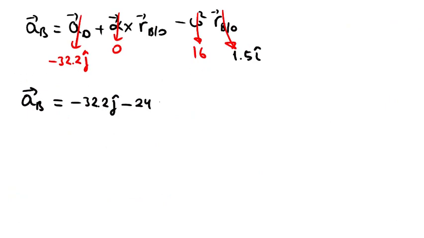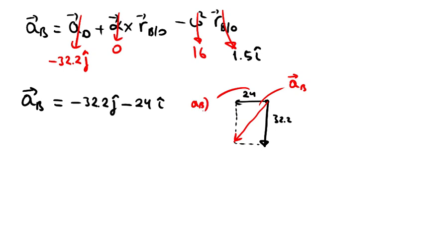minus 24 i. So this is 32.2 and then 24. This is the acceleration of B. This is the x component of the acceleration of B, and this is the y component of the acceleration of B. And that's the end of the problem.